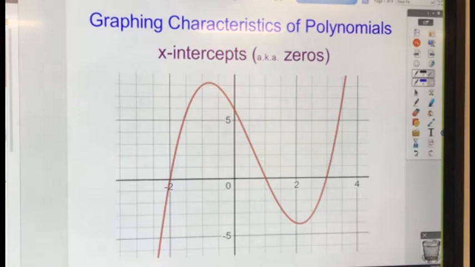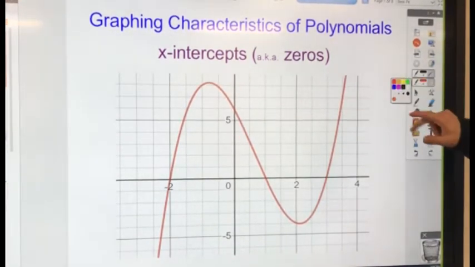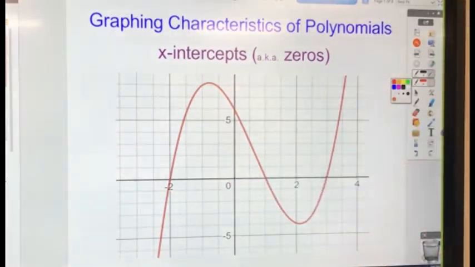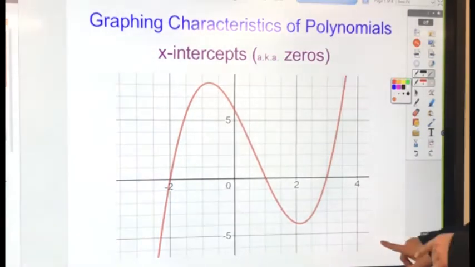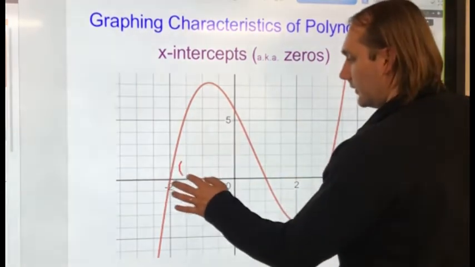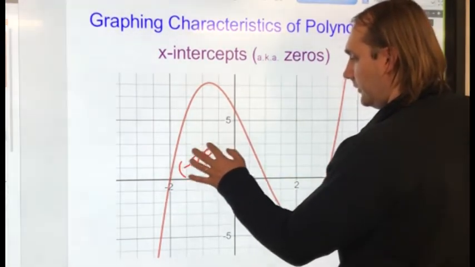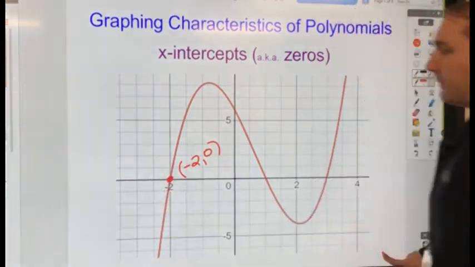First thing is to identify x-intercepts with our polynomial. So can somebody please identify at least one of the x-intercepts here? X-intercepts, I'm going to give you a hint, it's a coordinate. A coordinate. So, -2, 0. Very good. -2, 0 is one of my x-intercepts.